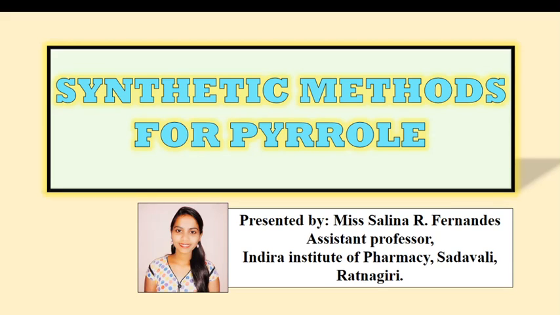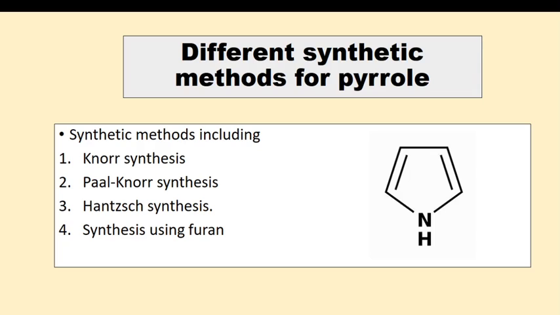Hello friends, in this lecture I am going to discuss synthetic methods for pyrrole. The different methods which are used to synthesize pyrrole are Knorr synthesis, Paal-Knorr synthesis, Hantzsch synthesis and synthesis of pyrrole from furan.